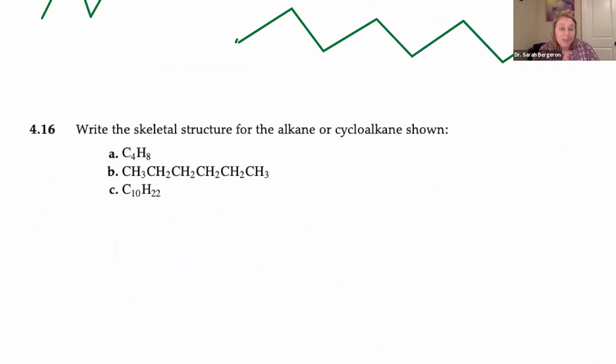4.16. Write the skeletal structure for the alkane or cycloalkane shown. I like to look at them and name them and then draw them because it really helps me. So if I look at A, C4H8, if I have that formula where I have 4 carbons and then my hydrogen, if I do 2 times my number of carbons, I get 8. So this must be a cyclo. So this would be cyclobutane.